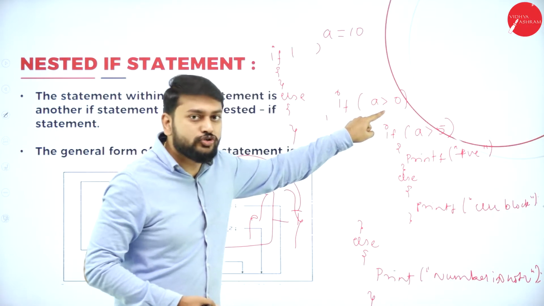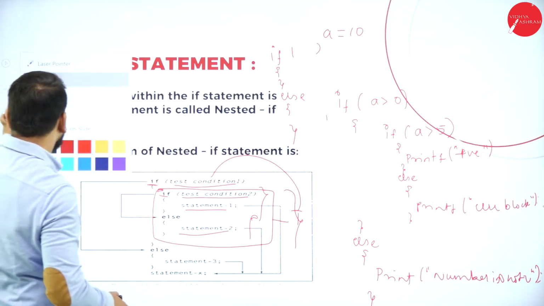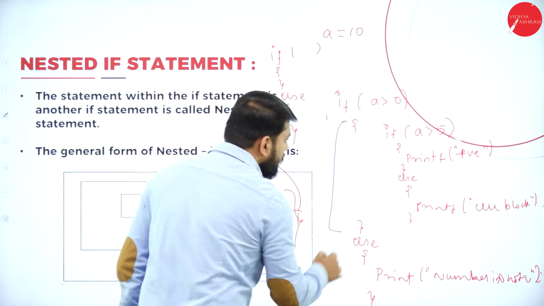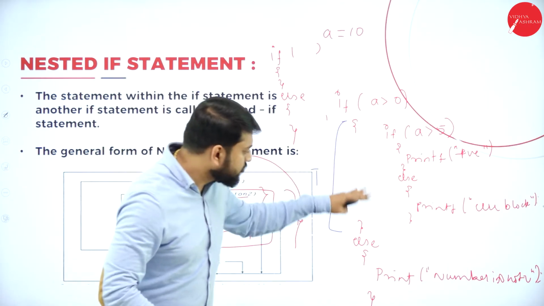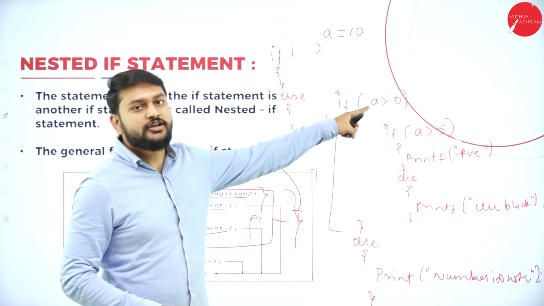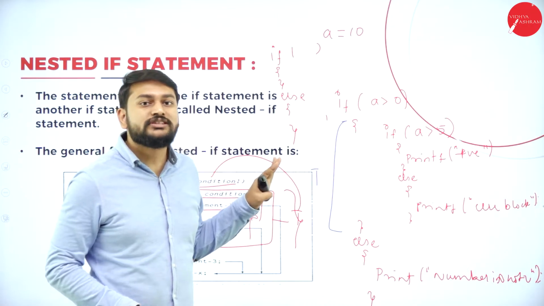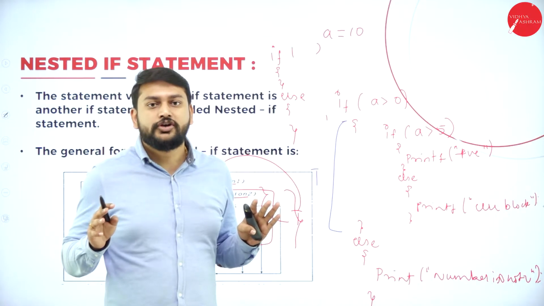If this condition is true, then this true block will be executed. How much do I have in the true block? Please understand, this is what I will call a true block. Why? Because this belongs to the if statement. These statements will be executed only if this condition is true. That's why I call this a true block. That's what you need to understand.